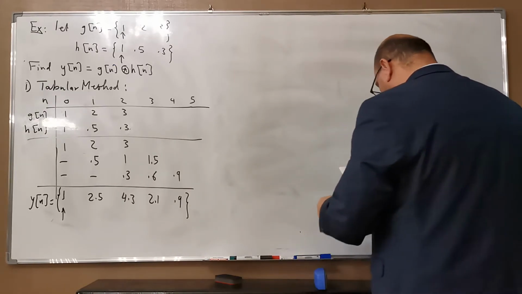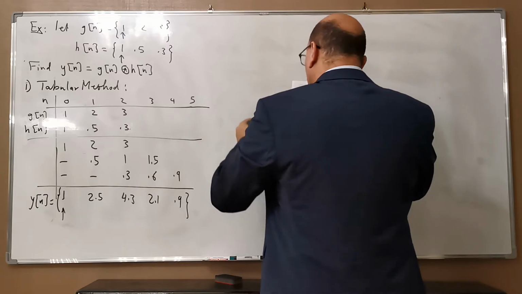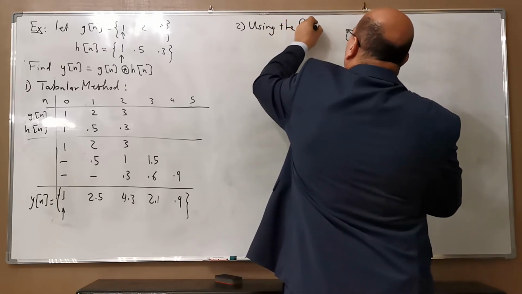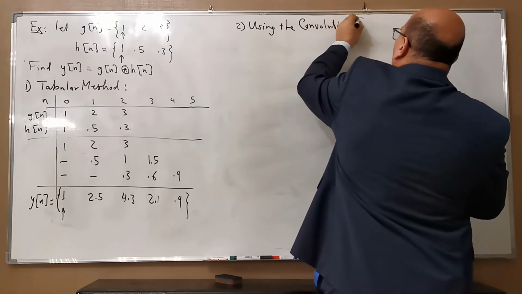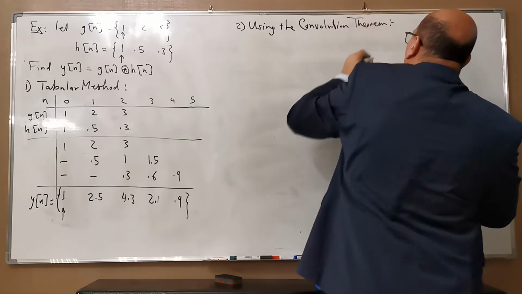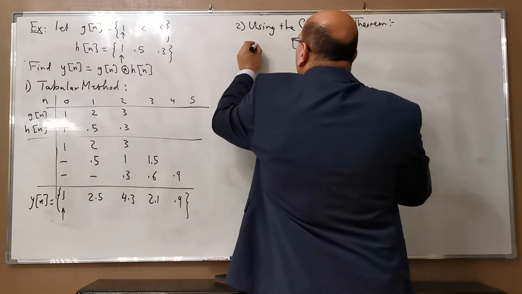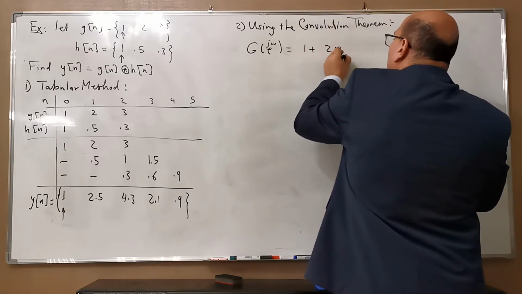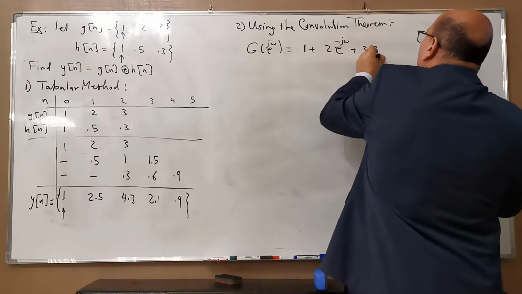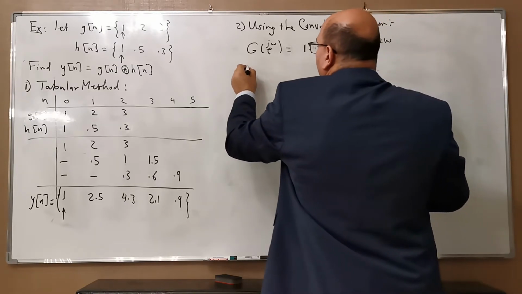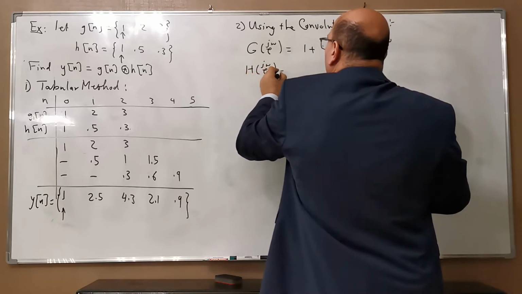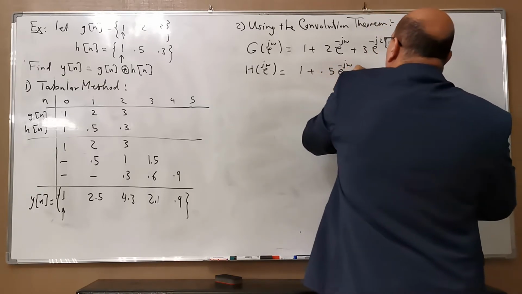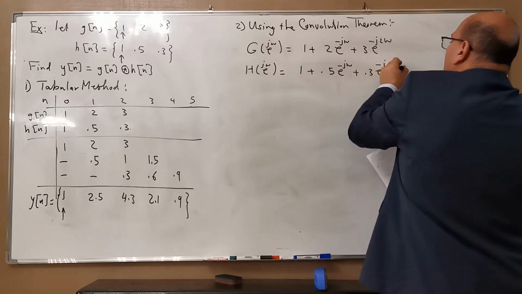Now to do this using the convolution theorem, we have g of e^{jω} equals 1 plus 2e^{-jω} plus 3e^{-j2ω}, and h of e^{jω} equals 1 plus 0.5e^{-jω} plus 0.3e^{-j2ω}.